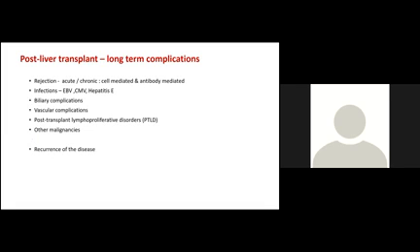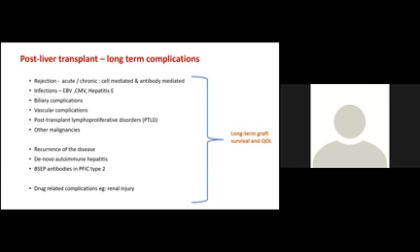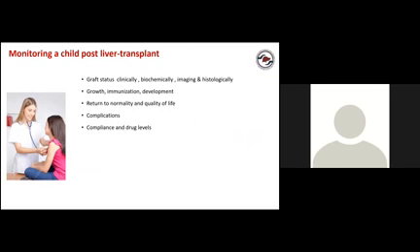Recurrence of the disease is quite uncommon, but it could happen in autoimmune liver disease. And in a child who was transplanted for an indication which was not autoimmune, still they can have de novo autoimmune hepatitis. And sometimes special scenarios like BSEP antibodies in PFIC type 2 and long-term drug-related complications. So these are the main complications we have to be aware when we look after a child in the post-transplant period. And all these factors would have an effect on the long-term graft survival.